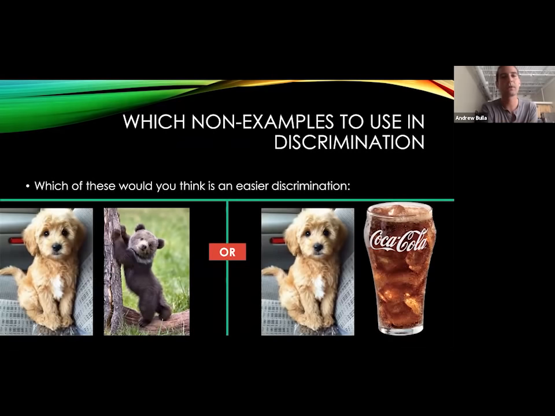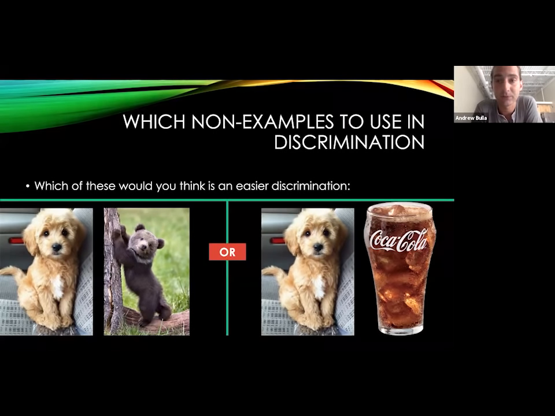Now, when we're planning for our discrimination between stimulus classes, we have to be very strategic with the types of stimuli we're using as our non-examples. So for example, which do you think is an easier discrimination? The dog and the baby bear, or the dog and the Coca-Cola? Well, hopefully you all said the dog and the Coca-Cola is far easier. They share almost no features with one another.